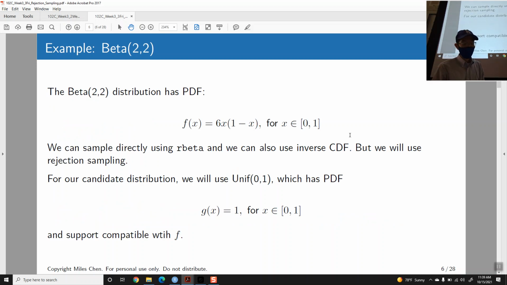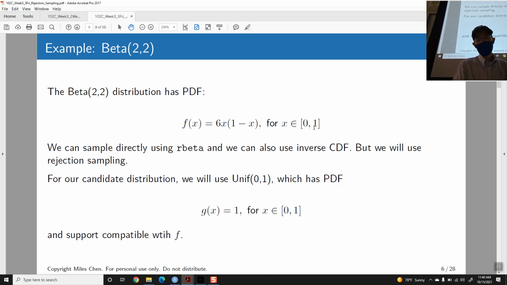So we're going to say this is our target distribution. The target distribution is the Beta(2, 2) distribution. It's 6 times x times 1 minus x. If you calculate the beta constant, which is gamma 2 times gamma 2 divided by gamma 4, it comes out to be 6, or 1 over that thing. You get 6 x times 1 minus x. This is defined on 0, 1.